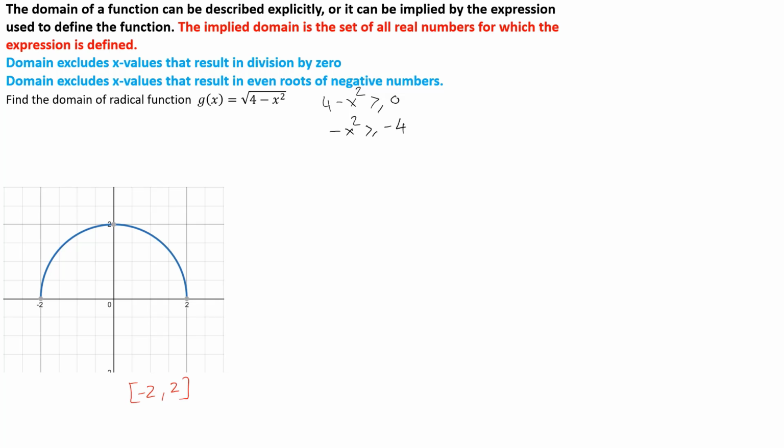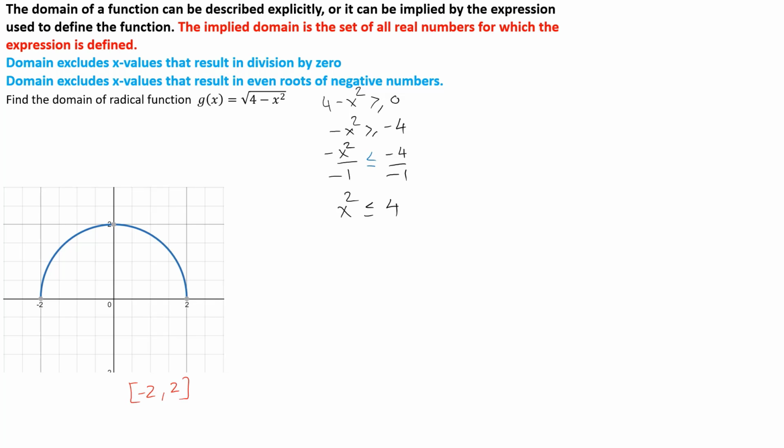So we're going to subtract 4 on both sides. We're going to divide by -1 on both sides of the inequality. As soon as we divide the inequality by a negative number, we need to flip the inequality. So we will have a less than or equal to sign. And now we get x squared less than or equal to 4.